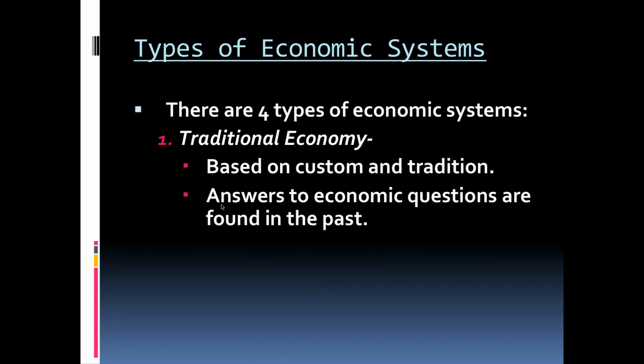All right, so let's look at the first type of economic systems here. And that is a traditional economy. So this is an economy that is going to be based on custom and tradition. Answers to the economic questions are going to be found in the past. Kids are typically going to do what their parents did. The economy is going to be very tradition and family based. Now this type of economic system will generally be found in tribal areas across the world.